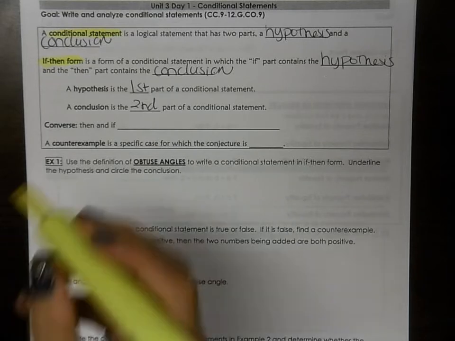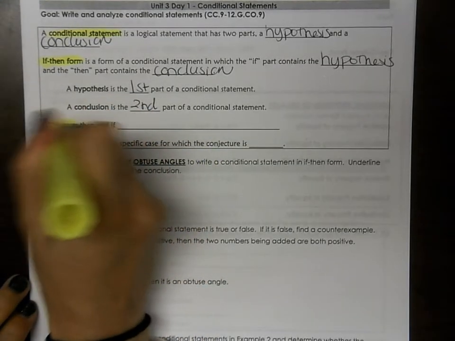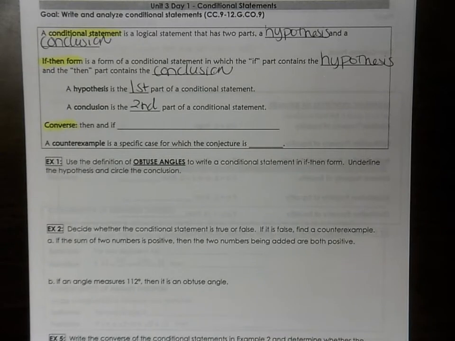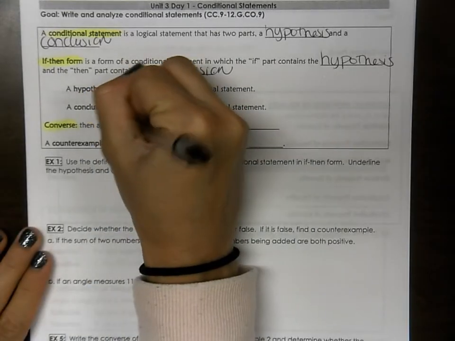We will also be writing converse statements throughout this unit and in Unit 4. I feel like we see them a little more in Unit 4, but we still see them quite a bit in Unit 3, more towards the end of the unit. A converse is when you literally just switch the if and the then statements. So the then and if switch places.